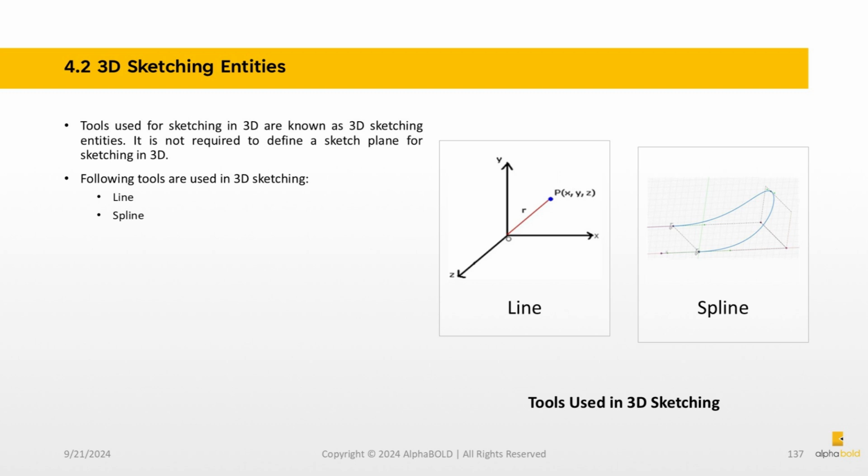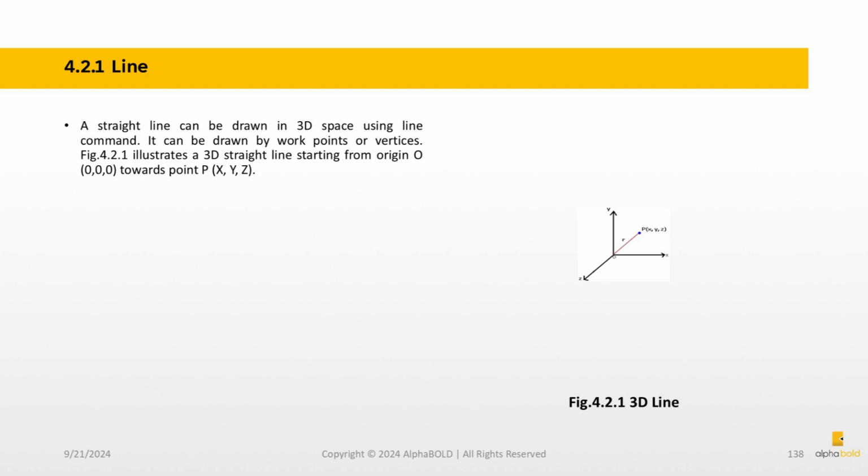Line, spline. A straight line can be drawn in 3D space using the line command. It can be drawn by work points or vertices. Here the figure illustrates a 3D straight line starting from origin O(0,0,0) towards point P(X, Y, Z).